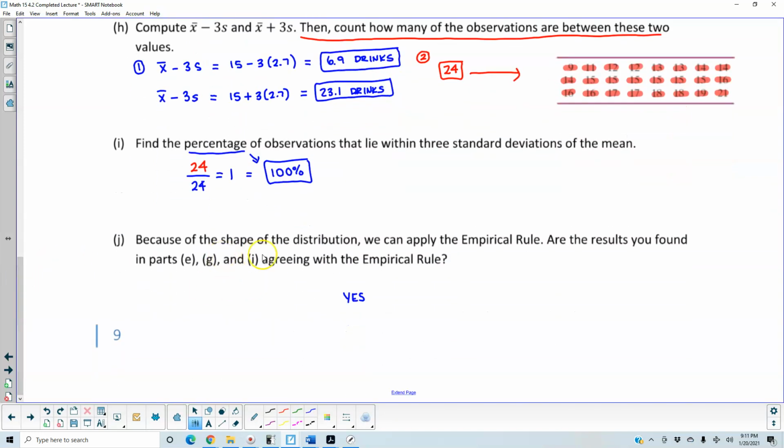Now, because of the shape of the distribution, we can apply the empirical rule. Are the results you found in parts E, G, and I agreeing with the empirical rule? We can say yes.